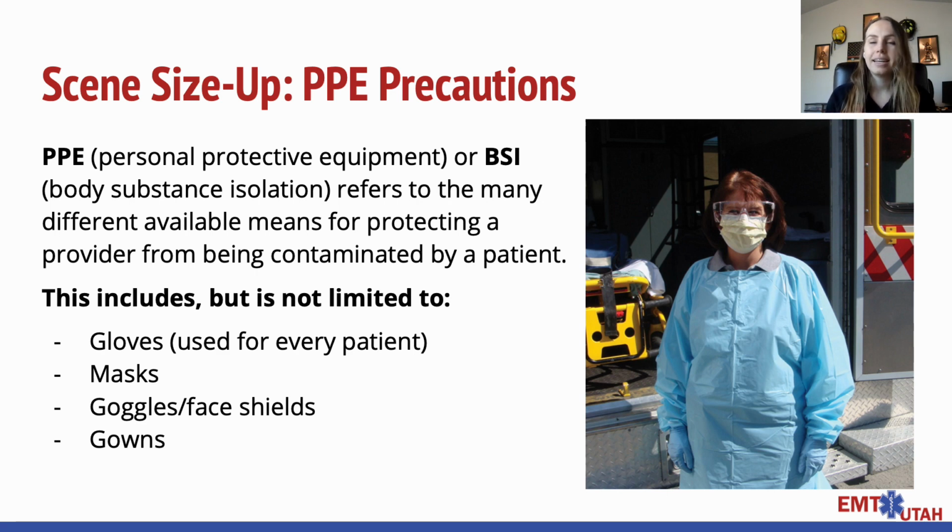This can include gloves, which we would use for every patient no matter what, masks, which during COVID definitely changed things. We use masks way more than we used to. Goggles or face shields, and then gowns. But there's so many other different types of personal protective equipment that we might use depending on the situation. There's more specialized ones. There are like full body suits for hazmat situations. So it's definitely not limited to just these 4 things.